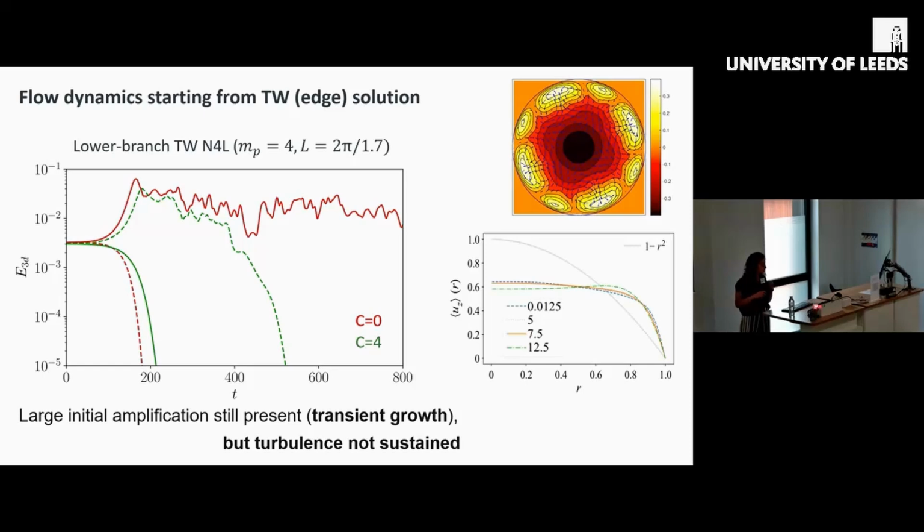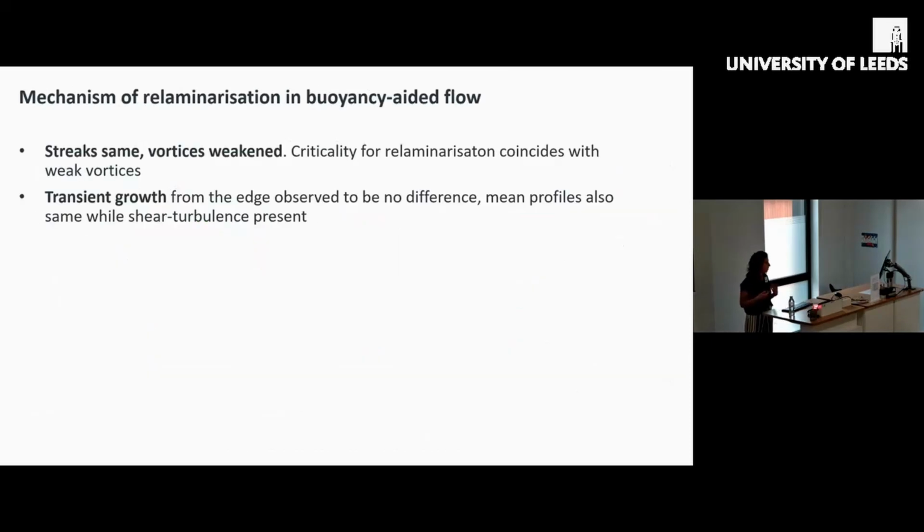And if we look at the mean profiles, we see that while shear turbulence is still present, this blue line is basically the shear turbulence, and up to C equal 5 or even 7.5, we see that the profiles are almost identical. So it makes sense that transient growth is not affected, and indeed we see that laminarization happens despite little suppression of the streaks.